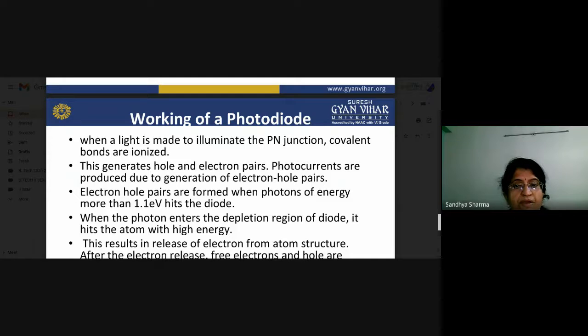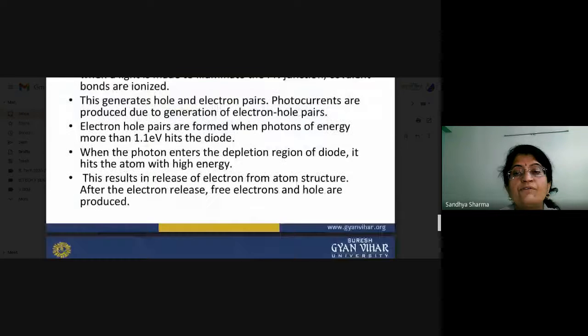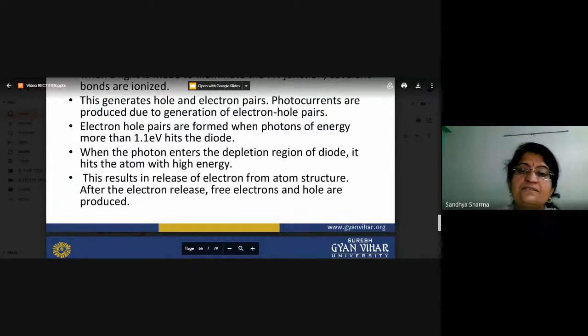Electron-hole pairs are formed when photon energy is more than 1.1 electron volts. So this is also a condition. Electron-hole pairs will be generated only when the energy is more than 1.1 electron volts. So when photons enter the depletion layer, it hits the atom with high energy. So when they enter the depletion layer of the diode and hit the atom with high energy, electrons are released, and after the electrons are released, free electrons and holes are produced. In this way the phenomenon occurs and a large amount of energy is generated.